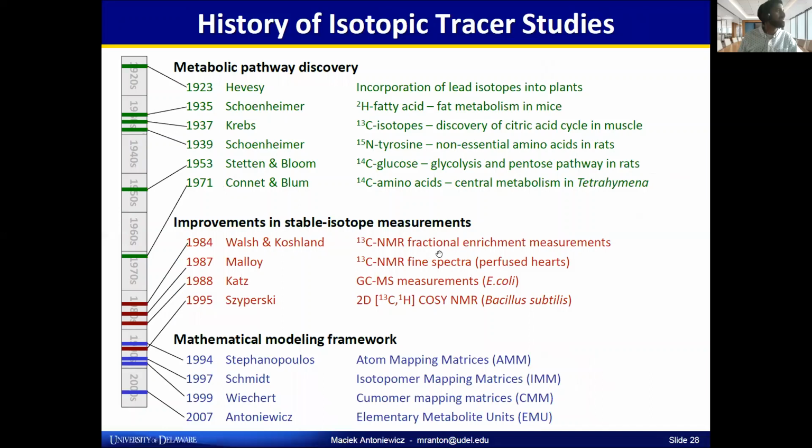We covered a slide that was virtually identical to this last time about the history of different isotope tracer studies. And so I won't really dwell on it much here, other than a lot of the developments, particularly in applying it to metabolic engineering, have been in the 2000s, and many pioneered by Professor Antoniewicz.